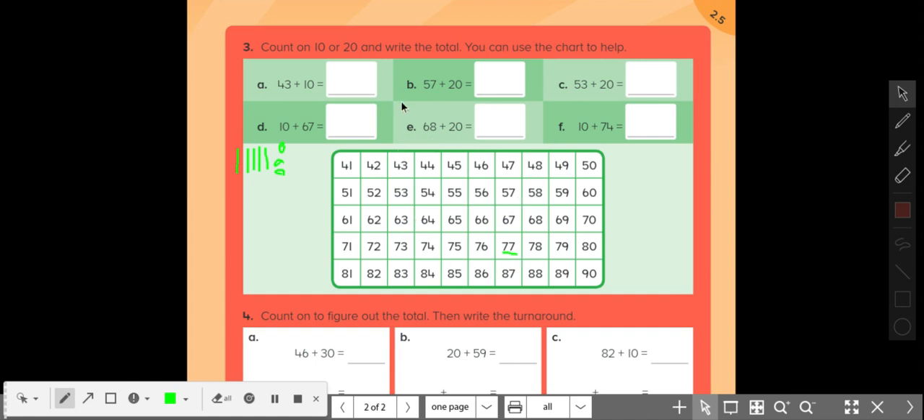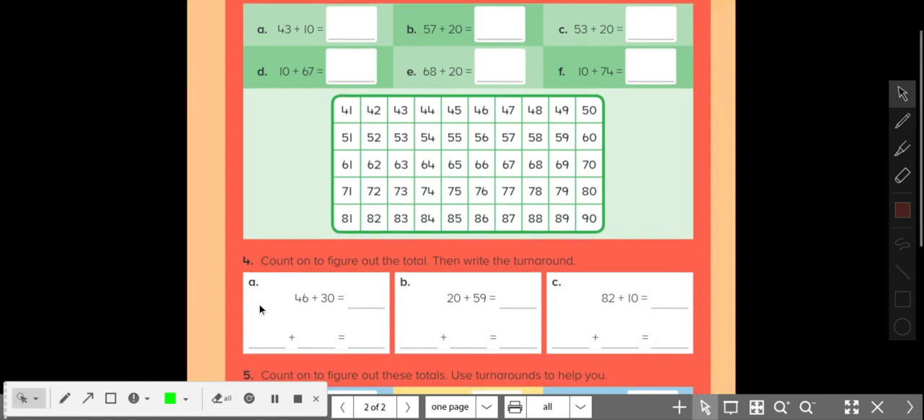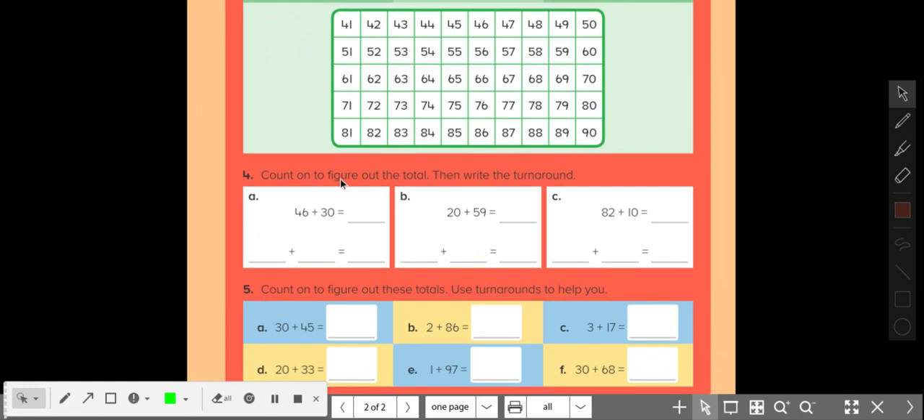You can continue to finish these using your hundreds chart if you need to. I would really encourage you to use the hundreds chart though. It's very helpful. Let's look at number 4. Count on to figure out the total, then write the turnaround fact. So this time we're doing the turnaround facts, but we are doing them with 2-digit numbers.